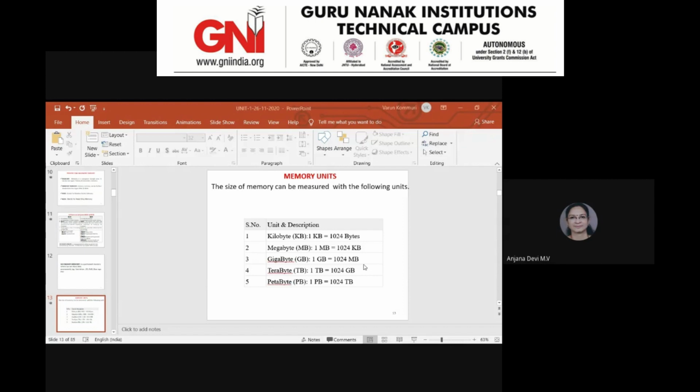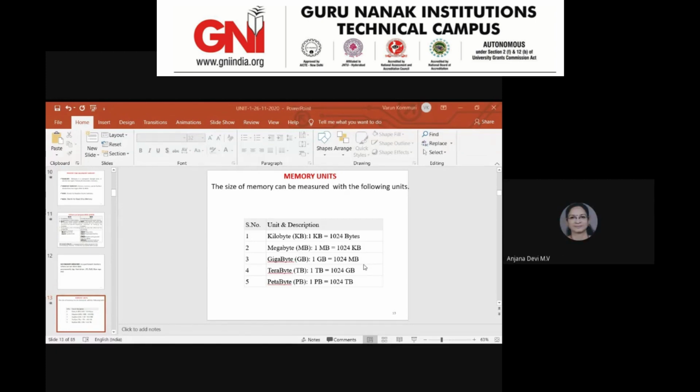1024 bytes. Okay. And 1 megabyte equals 1024 kilobytes. 1 gigabyte equals 1024 megabytes. 1 terabyte equals 1024 gigabytes. 1 petabyte equals 1024 terabytes. Okay, that you need to remember.